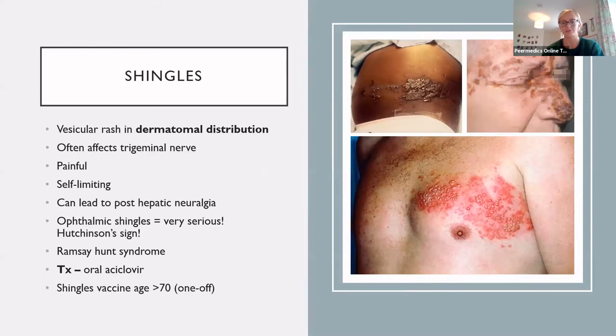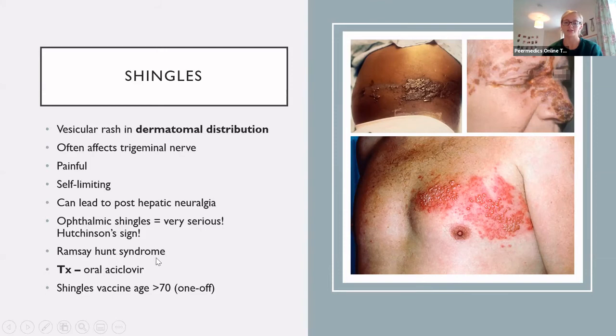So we talked about shingles a little bit earlier, and it often affects the trigeminal nerve as well. You can see it on the face in the top right picture. A sign to note is if you get vesicles on the tip of your nose, that is also Hutchinson's sign, like the nail one. If you get vesicles on the tip of your nose, it's really likely that you're going to get ophthalmic shingles. So that needs to be referred to ophthalmology urgently, because that can be quite serious.